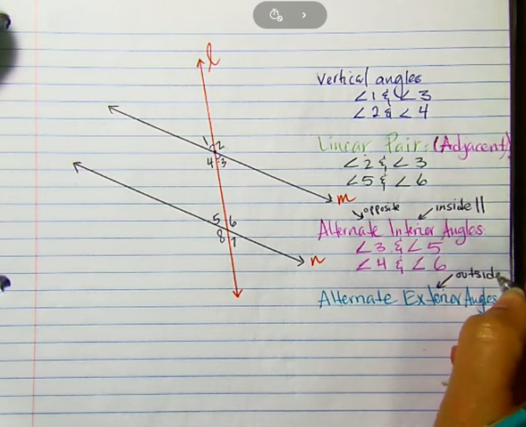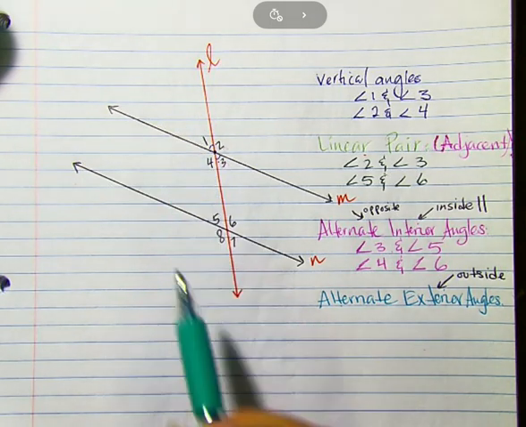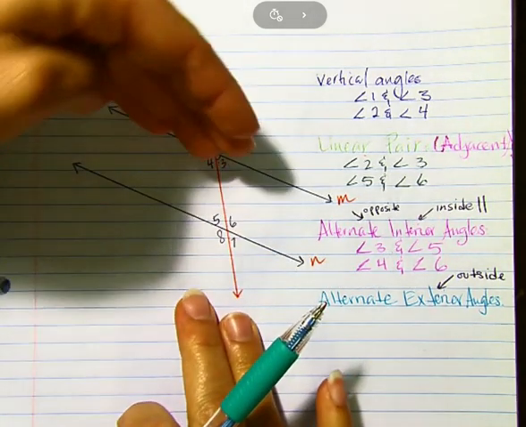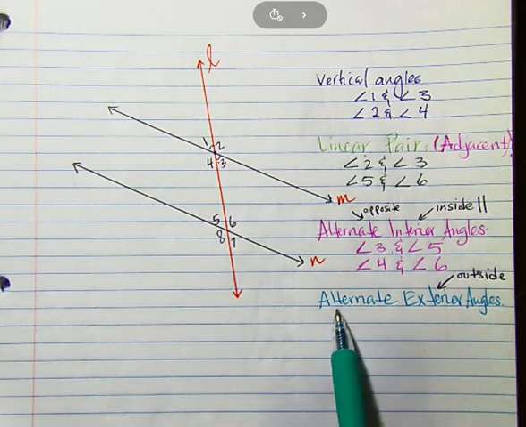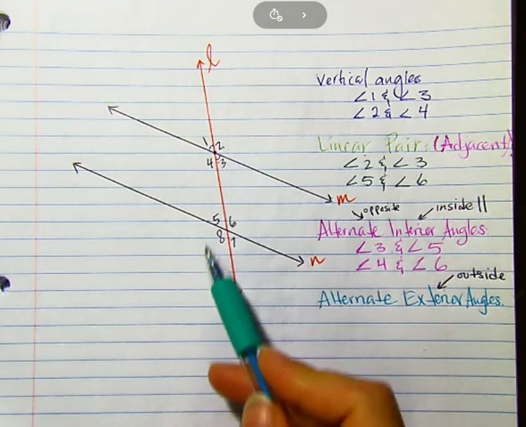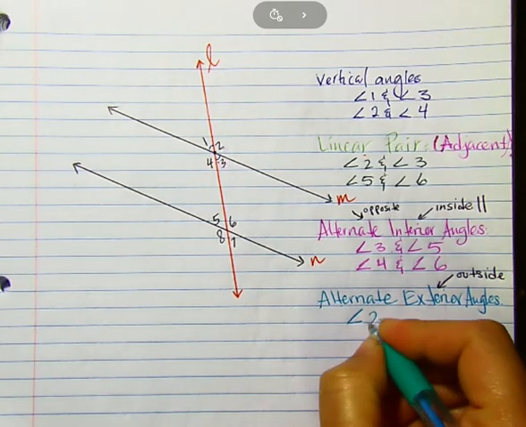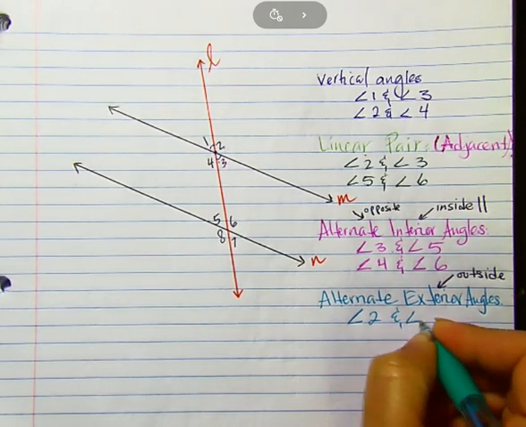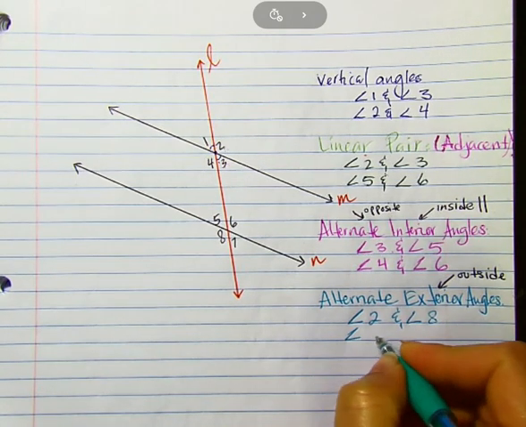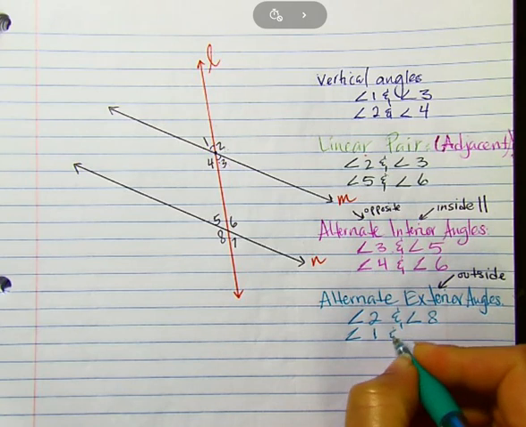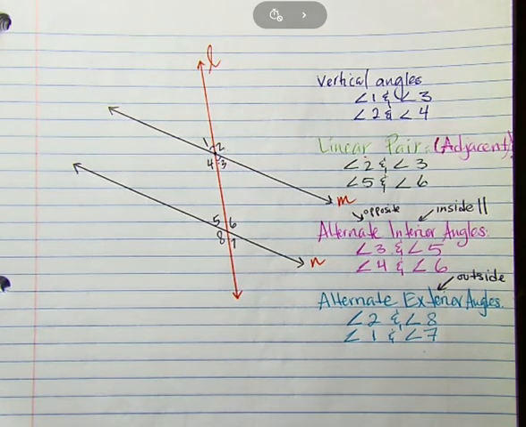Outside. That's what exterior means. It means on the outside. So on the outside of the parallel lines, so they have to be here and here, and then they have to be on opposite sides of the transversal, meaning alternate, so meaning right there. So if we guess, here we go, angle 2 and angle 8 are alternate exterior, and so are angle 1 and angle 7 are also alternate exterior angles.